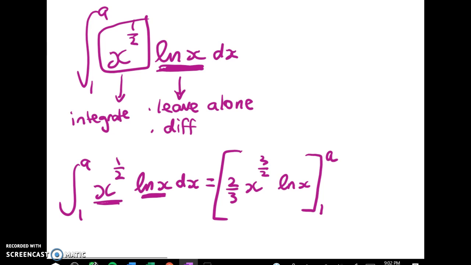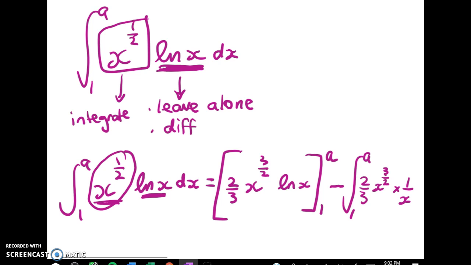And now we subtract this integral. So the integral from a to 1, and again we integrate this, and we times this, we differentiate this.